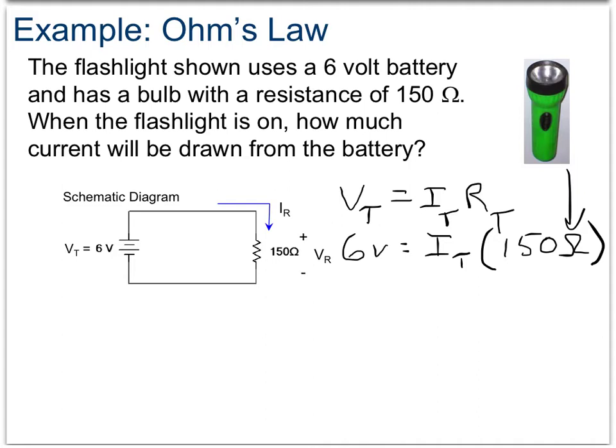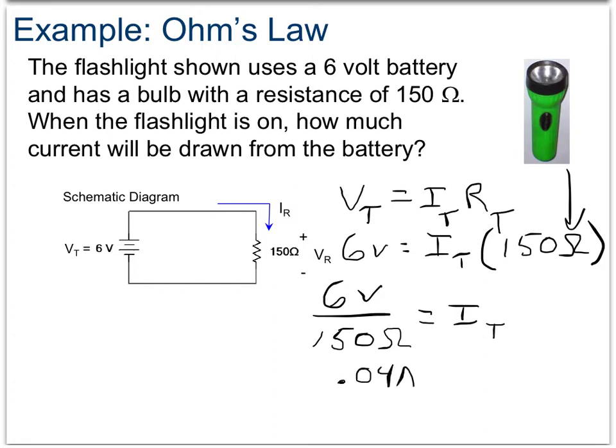Using algebra, trying to get I by itself, we divide both sides by 150 ohms, and we get 6 volts divided by 150 ohms equals the total current. If you put that in your calculator, you're going to get 0.04. This is current, so we're supposed to label it with an A for amps.